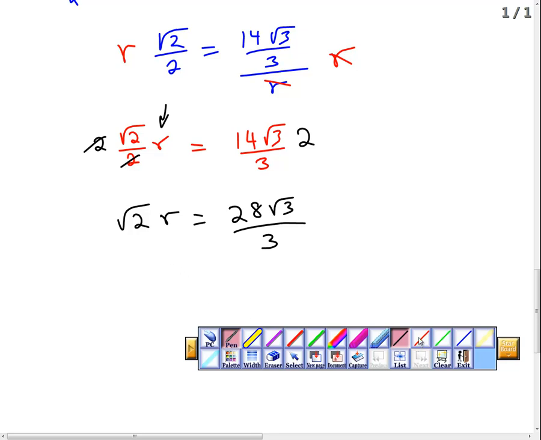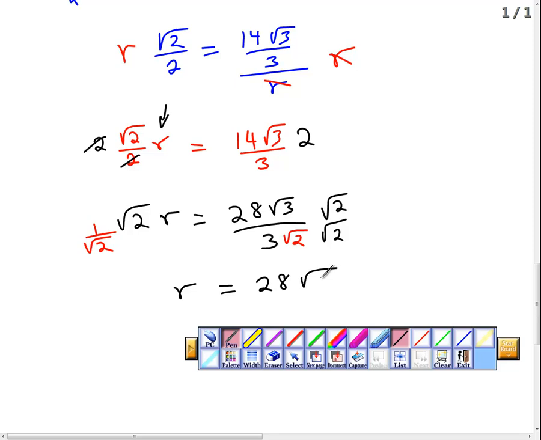All right, now we're going to divide by square root of 2. Well, there's a 3 there, so you're just multiplying 3 times the square root of 2. Okay, it's the same thing as if you apply the reciprocal to both sides. So that just becomes 28 square root of 3 over 3 square root of 2. But we have to rationalize that, right? So we multiply square root of 2 over square root of 2. So we get r equals 28 square root of what?